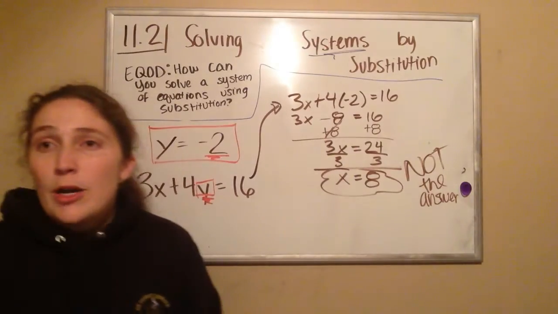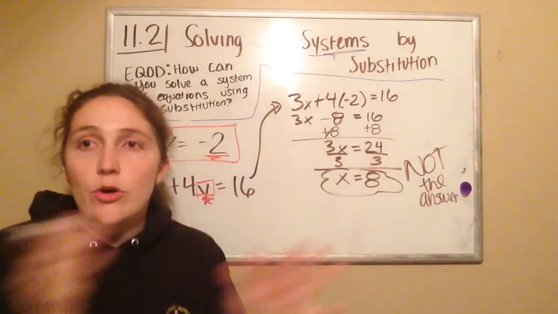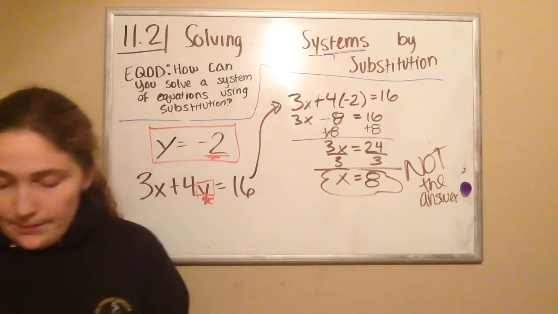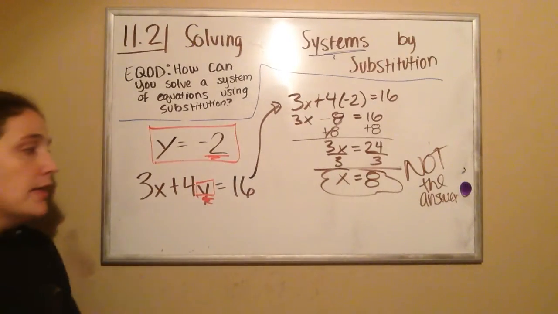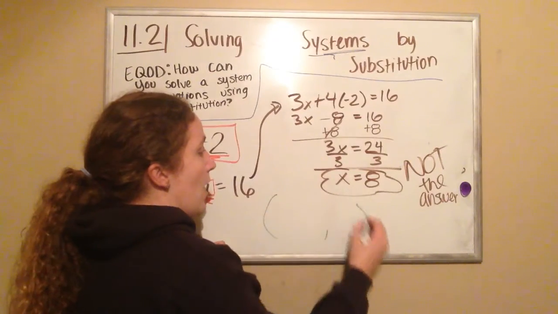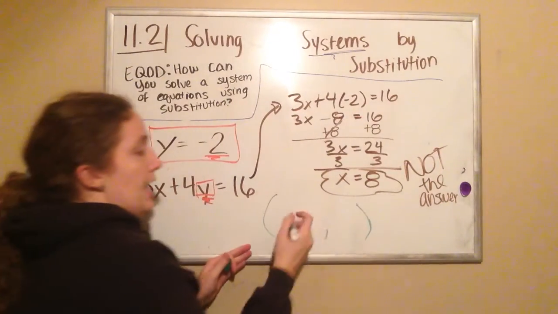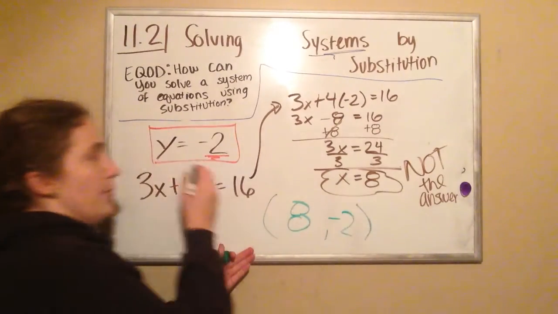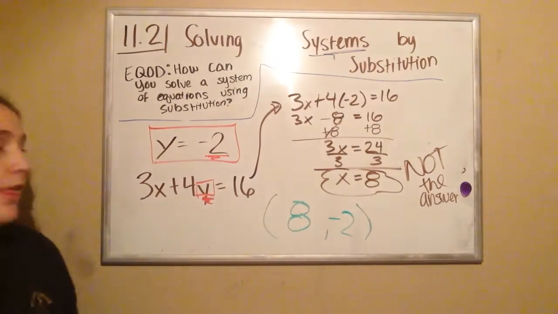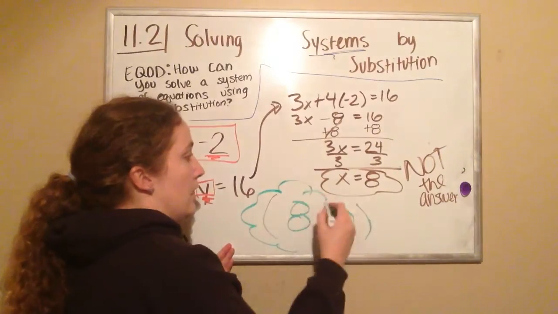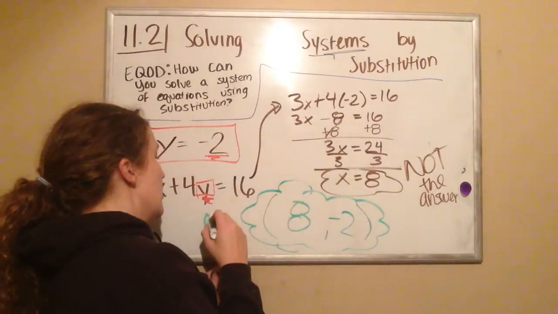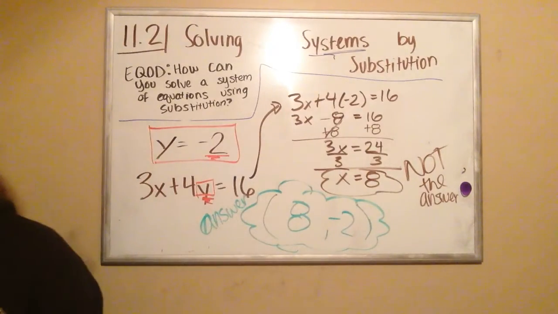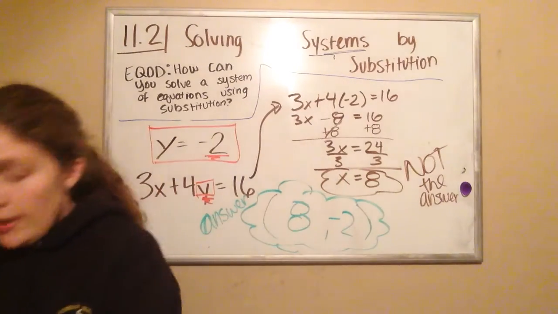That doesn't help. We need a coordinate point. Where do your graphs cross? That's not a coordinate point. That's an x value. Okay? So the final answer needs to be an x, y coordinate pair. X is 8. We just found that. Y is -2 from right here. Okay? This is your answer. Yay.